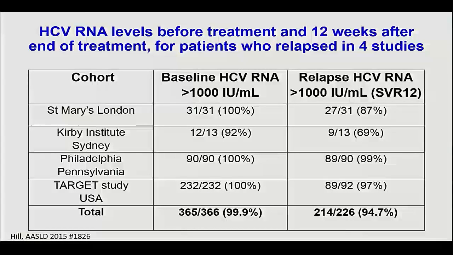This is looking at a bunch of different cohorts where they had data on viral loads prior to starting treatment and after this particular group of people relapsed to see what sensitivity you would need. And in this particular group of patients, 99.9% would have been detected at baseline if you had a viral load cutoff of at least 1,000 international units. Notably, you would have missed a handful of people at that week 12 SVR point. You might not have recognized that a small number of people had actually relapsed because it seems like those viral loads might have been a little bit lower.